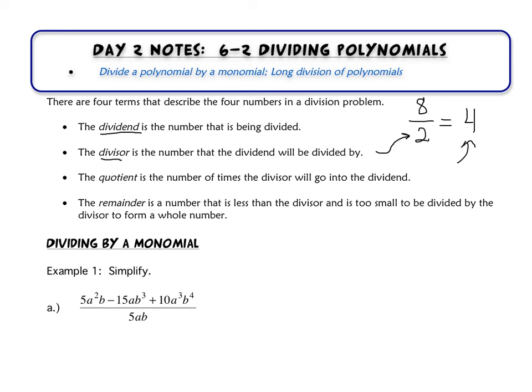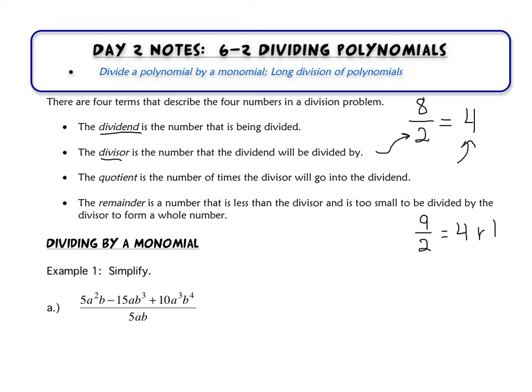The remainder is a number that is less than the divisor and is too small to be divided by the divisor to form a whole number. In this case, 2 goes into 8 an even amount of times, so the remainder is 0. If it was 9 over 2, it would equal 4, remainder 1, because there would be 1 left over. It doesn't go in an even amount of times.